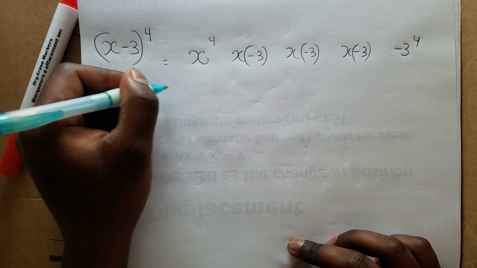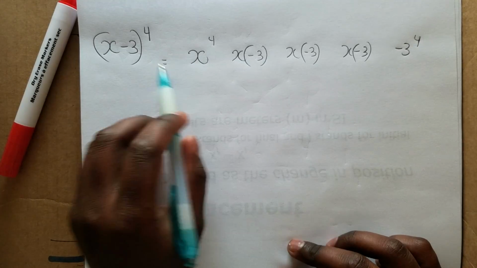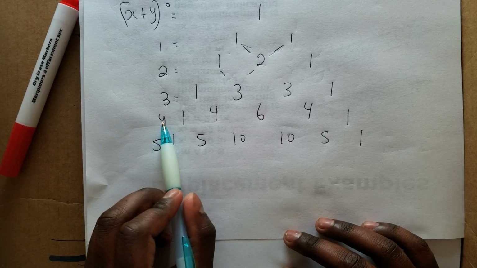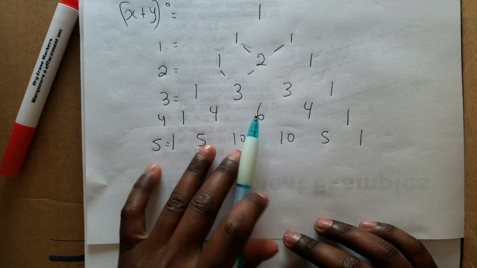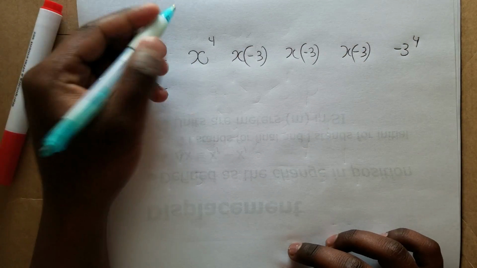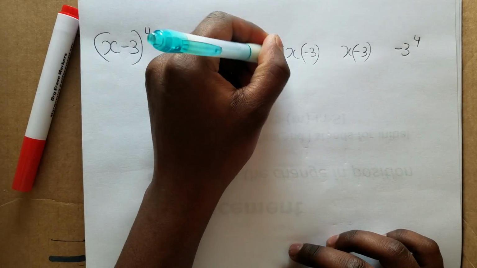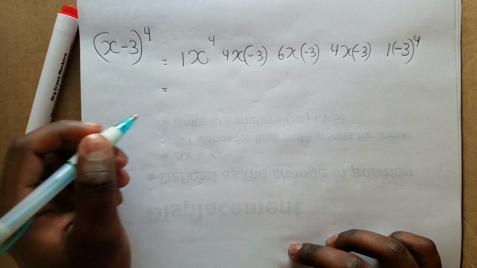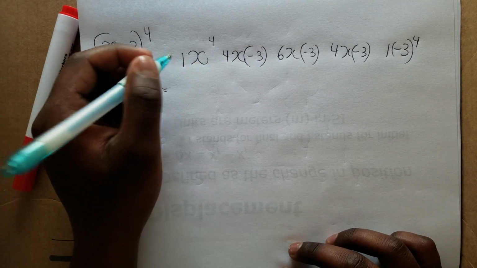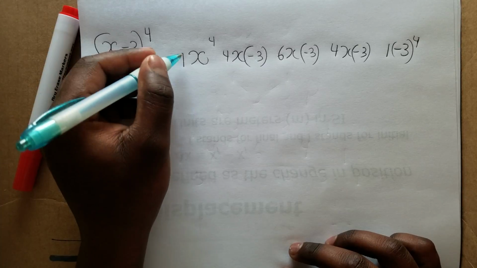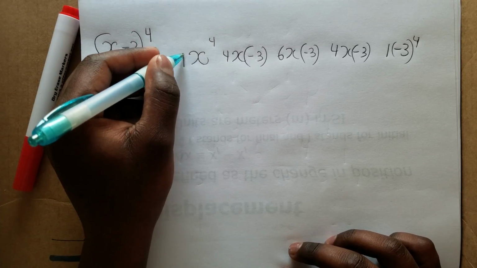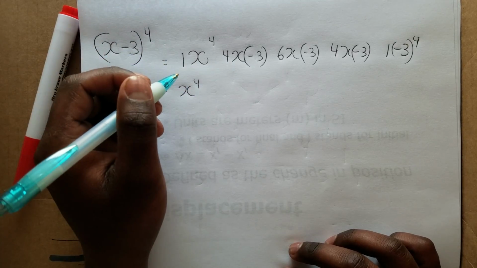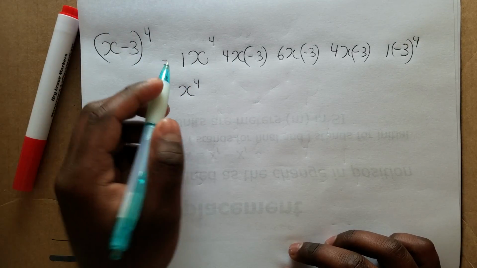So now what you want to do is add the numbers in front of it. It's raised to the fourth power, so you go back to this triangle. Where is it raised to 4? It would be 1, 4, 6, 4, 1. So you write 1, 4, 6, 4, and 1. Right? So you work that out. You get 1 times x to the 4th, which would be x to the 4th.